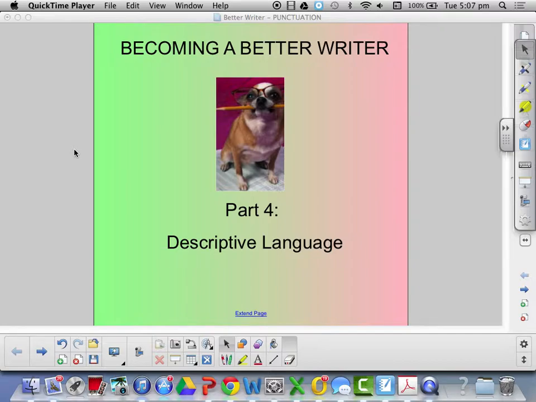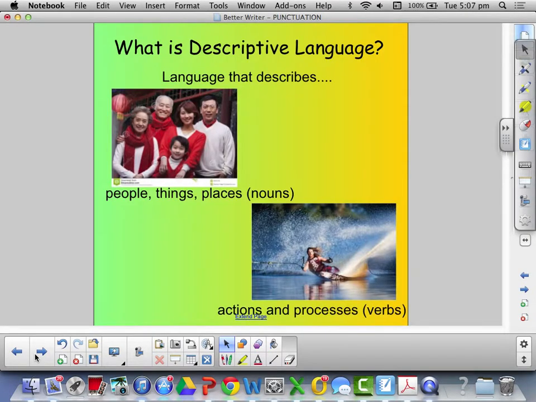Okay, today we are going to be looking at descriptive language, something very important when we're writing any sort of text. So let's start with the basics. What is descriptive language? Well, it's language that describes, and of course you can describe people, things and places.